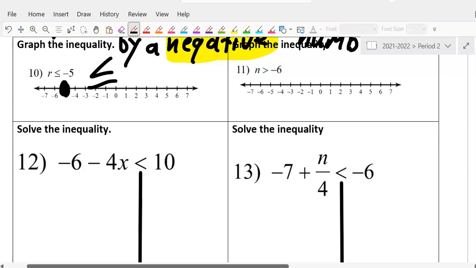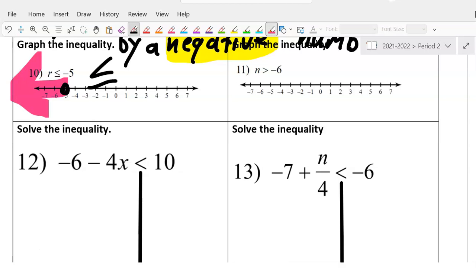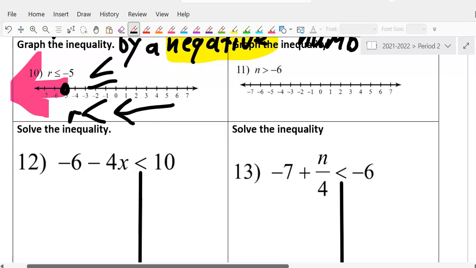And then which way is it? Is it going left or right? Left. She pointed to the left. You two can't see that. All right, so she pointed to the left, and that is the way that the arrow is pointing. Also, we know that R is on the smaller side of the sign. And a little shortcut, since the variable is on the left, is that the sign looks like it's pointing to the left. Very good. All right, number 11.